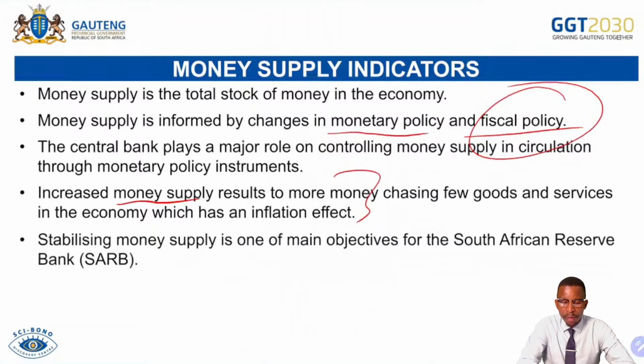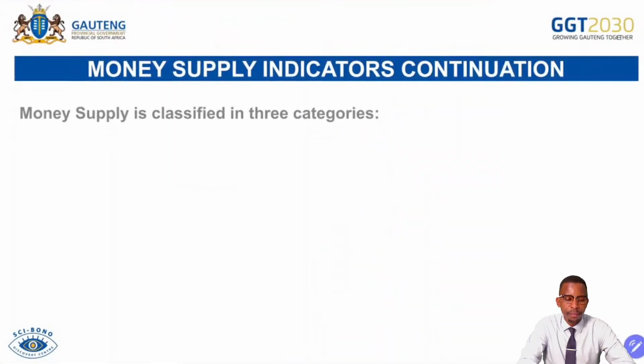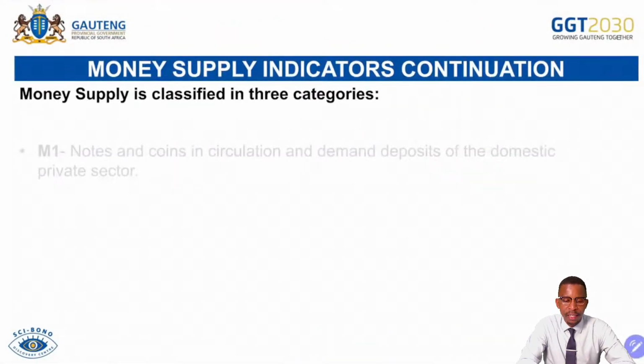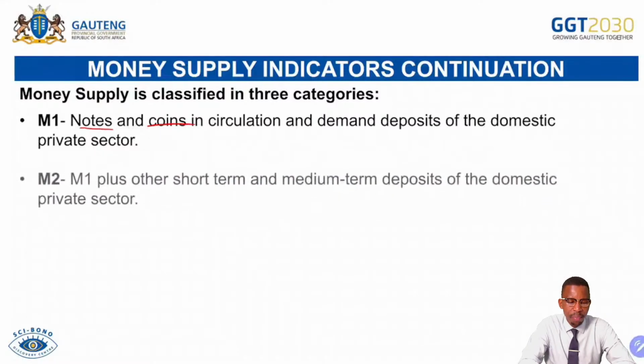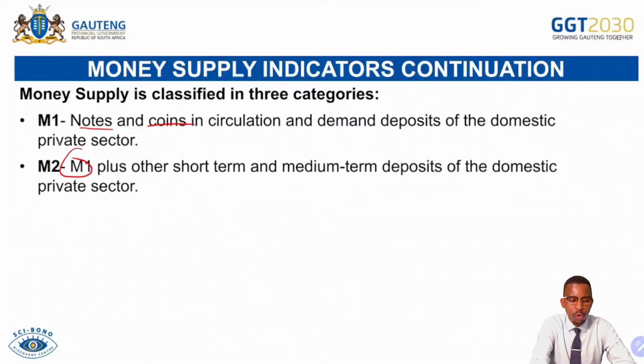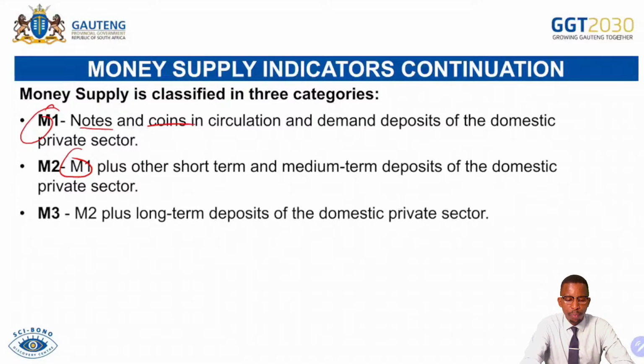Stabilizing money supply is one of the main objectives for the South African Reserve Bank. So the Reserve Bank is responsible to stabilize money supply in the economy using these monetary policy instruments or measures. Money supply is classified in 3 categories, namely M1, which refers to banknotes and coins in circulation and demand deposits for the domestic private sector. M2 equals M1 plus other short-term and medium-term deposits by the domestic private sector. And then M3 equals M2 plus long-term deposits of the domestic private sector. So these are the indicators related to money supply. We have M1, M2, M3.